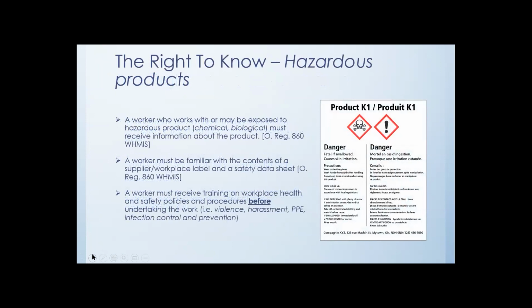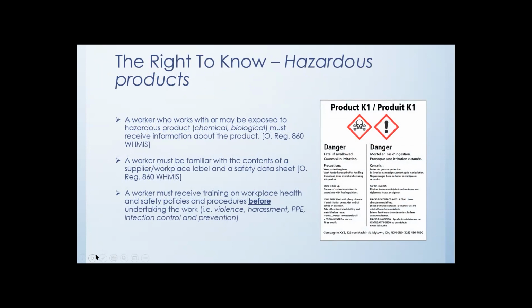The right to know includes the right to find out information about hazardous products. Under the WHMIS regulation, a worker who works with or may be exposed to a hazardous product, either chemical or biological, must receive information about the product.